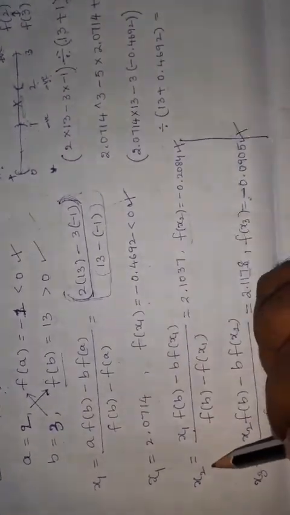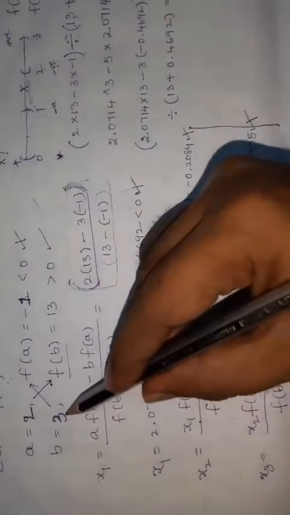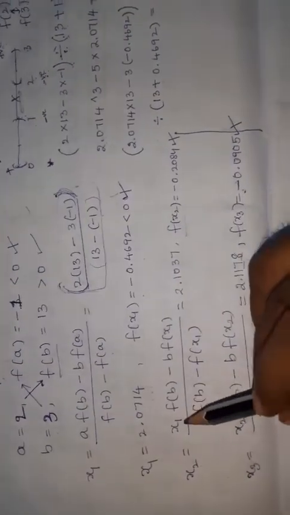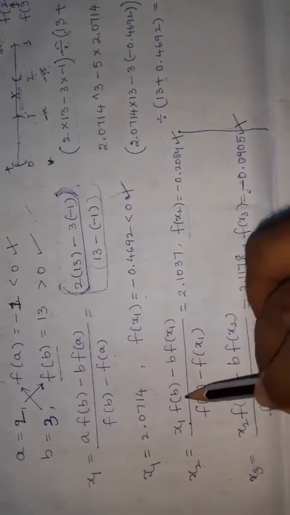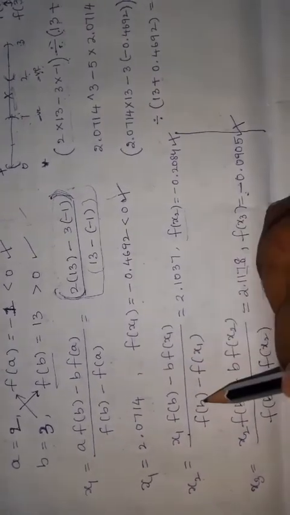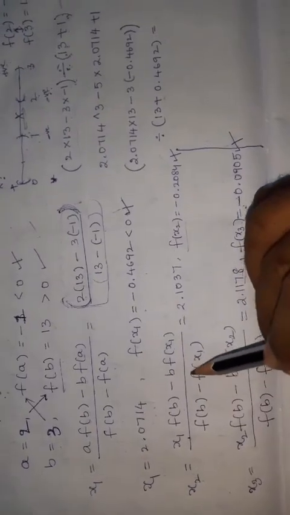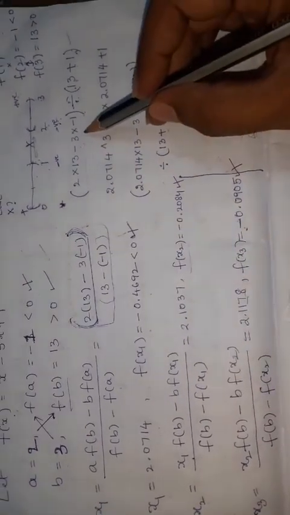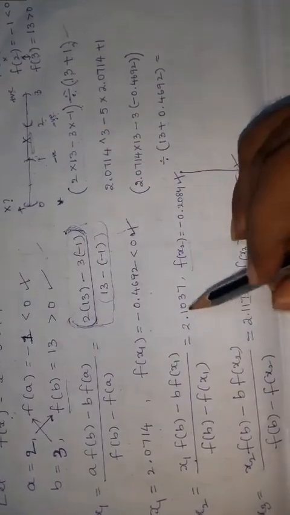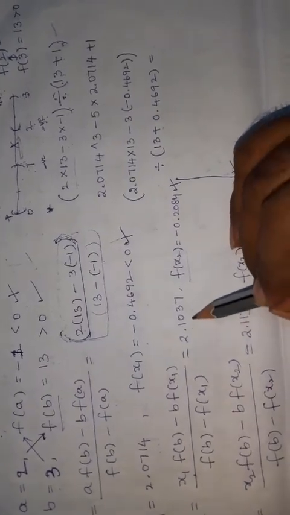Now the second approximation x2: since the root lies in between b and x1, I will begin the formula with x1 into f of b minus b into f of x1, divided by f of b minus f of x1. On entering these values in the calculator like this, you will get the value 2.1037.